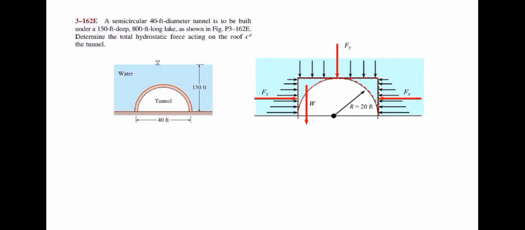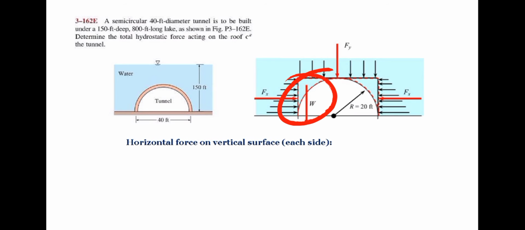So this is the final free body diagram of our problem. As you can see, we neglect the atmospheric pressure since it acts on both sides of our tunnel. Since it acts on both sides, it will result in zero resultant. Now let's proceed to our solving. First, let us solve the horizontal force on the vertical surface, each side. This side and this side. Since the tunnel is symmetrical, the result of this side will also be the result of this side.